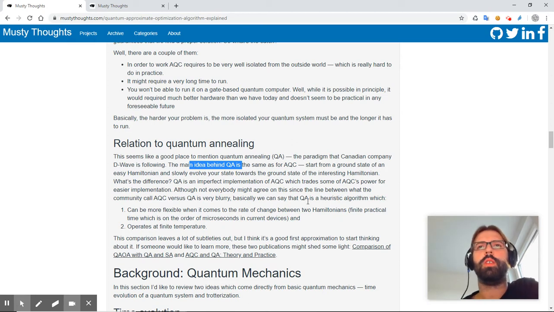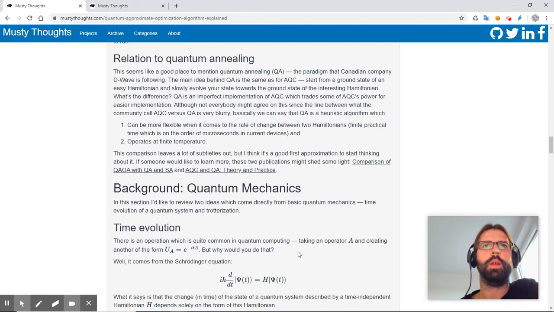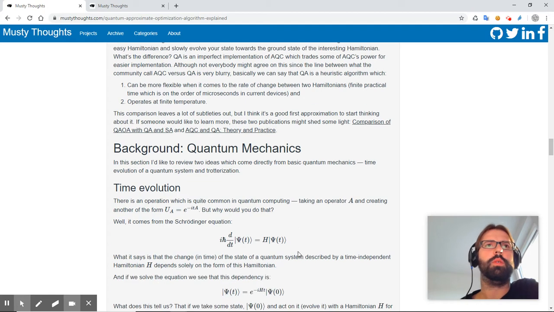We can say that QA is a heuristic algorithm, which can be more flexible when it comes to the rate of change between the two Hamiltonians, runs in finite practical time, which is 100 microseconds in current devices, and operates at finite temperature. Okay, so there's a bunch of comparisons in here. Next, quantum mechanics background: the evolution of a quantum system, and Trotterization.